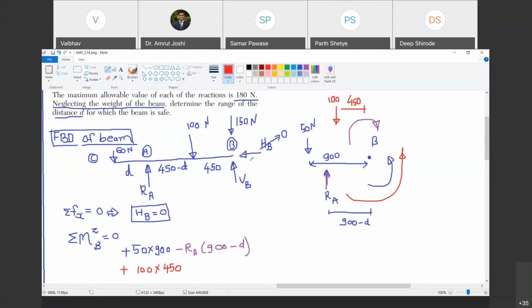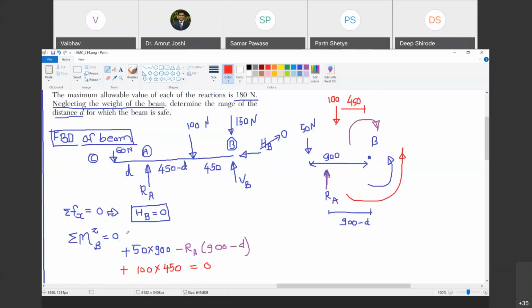हाँ. और 150 का तो मोमेंट नहीं आएगा क्योंकि 0 150 होगा. VB is acting at B. मोमेंट नहीं आएगा. VB is acting at B और HB वैसे ही बेचारा 0 है तो उसका तो मोमेंट आएगा ही नहीं. Are you with me? Therefore, this is equal to 0.